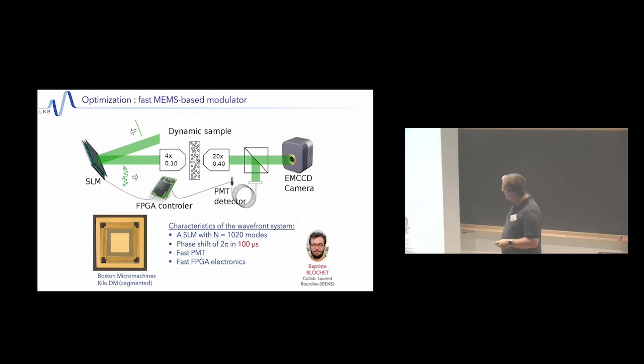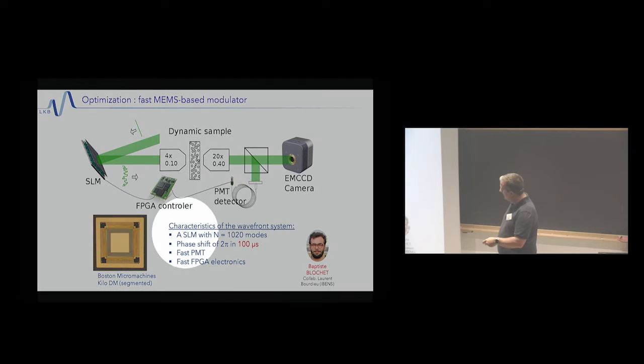The approach we took in our group was to try to do some optimization and just use a faster modulator. So we played with this so-called Boston Micromachines modulator, which is basically a MEMS. Each pixel is like a very fast adaptive optic. It's a small pixel, about 300 micron across. You have 32 by 32, and you can go about 10 kilohertz. So it's much faster than the liquid crystal SLM.